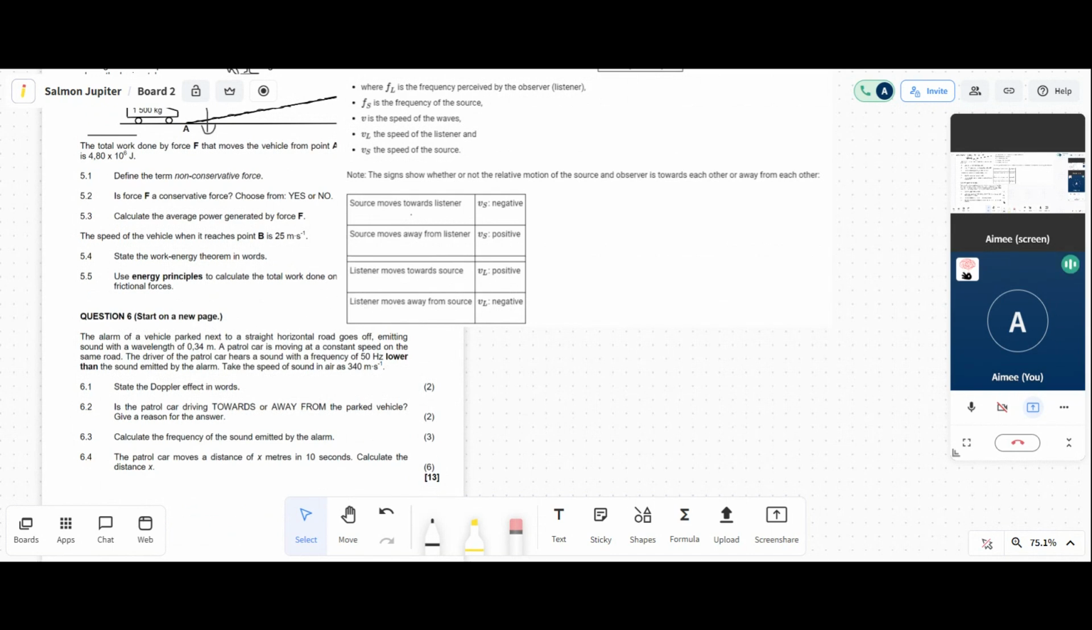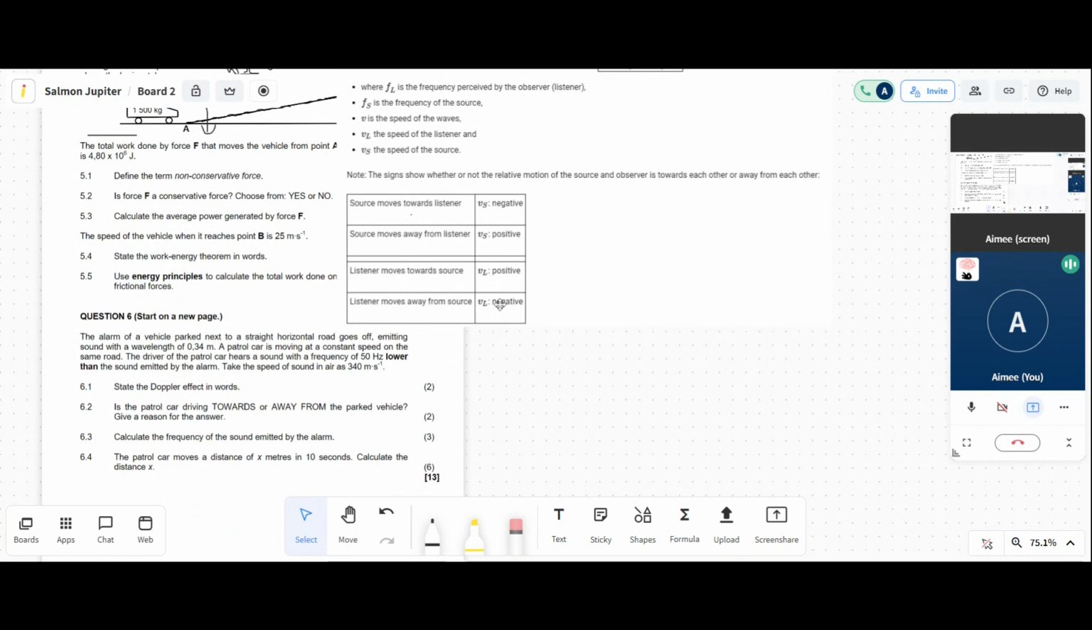Okay, and they've said that the frequency of the alarm that's being detected by the listener, so the policeman in the patrol car, is 50 hertz lower than the sound that is actually being emitted by the source, which is the parked vehicle. Okay? So if it's 50 hertz lower, it means that the listener must be moving away from the source because that's negative. If positive, it means that your end value will be bigger than your actual frequency, okay?